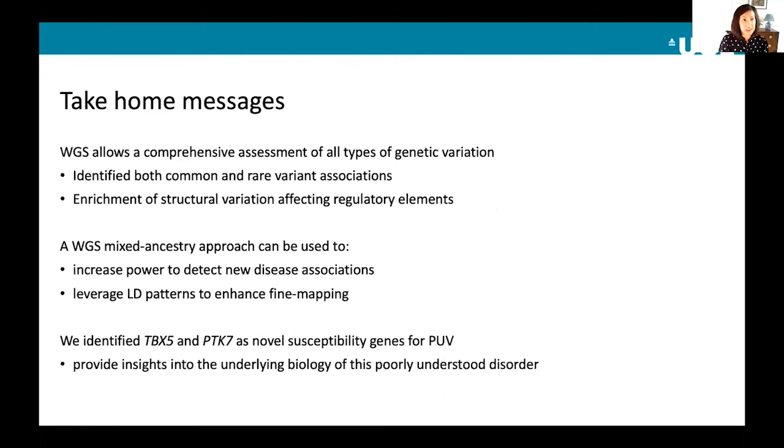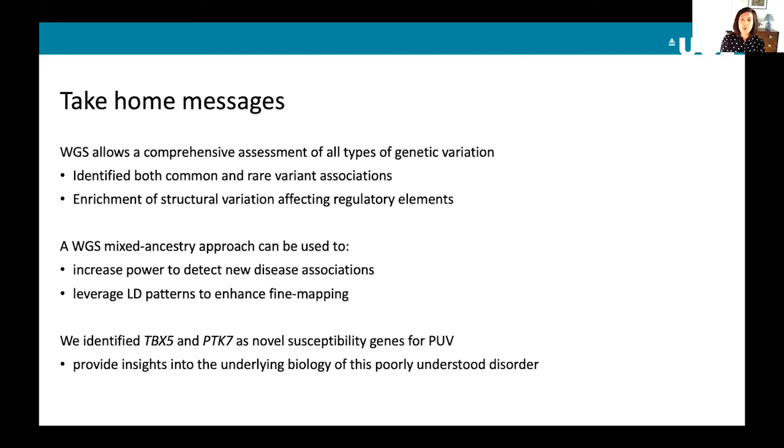So in summary, we have shown that whole genome sequencing is a really useful tool to investigate the genetic architecture of rare disease beyond conventional monogenic gene discovery. We have identified both common and rare variant associations with PEV and demonstrated that common variation can also contribute to an individual's risk of rare disease. Specifically, the rare variant in PTK7 would have been missed if we had used standard genotyping and imputation. The increased burden of structural variants affecting regulatory elements is also interesting, but requires a bit more investigation.